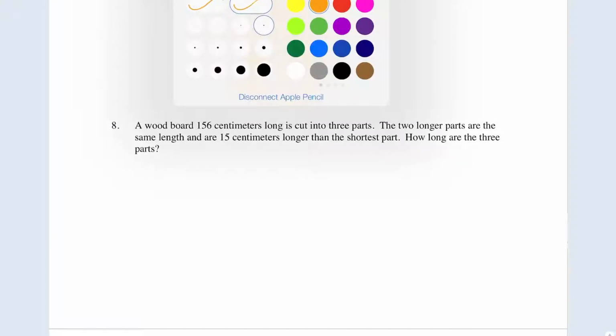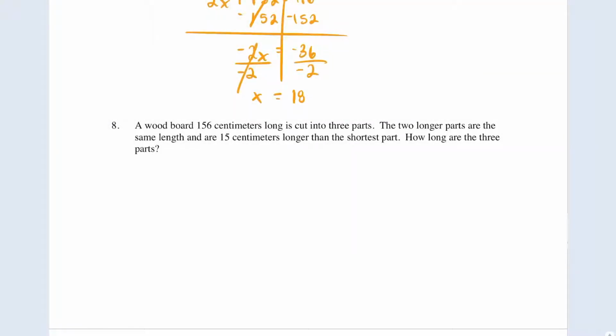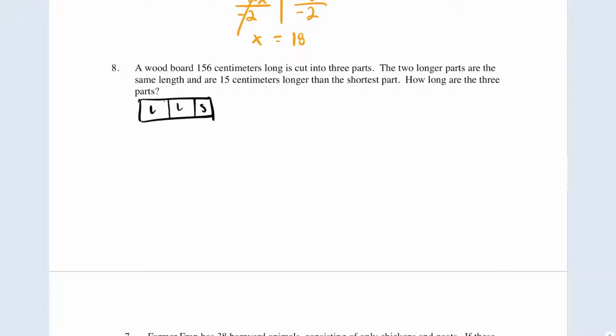Okay. So if you like to draw, now would be a good time to draw, right? So we have a wooden board, and it's going to be cut into 3 parts. There are 2 parts that are equal in size. Hold on. Those are all equal in size. Okay. So there are 2 parts that are equal in size that are longer than the 3rd part, right? So I have 1 long, 2 long, 1 short. Okay. The 2 longer parts are the same length and are 15 centimeters longer than the shortest part.